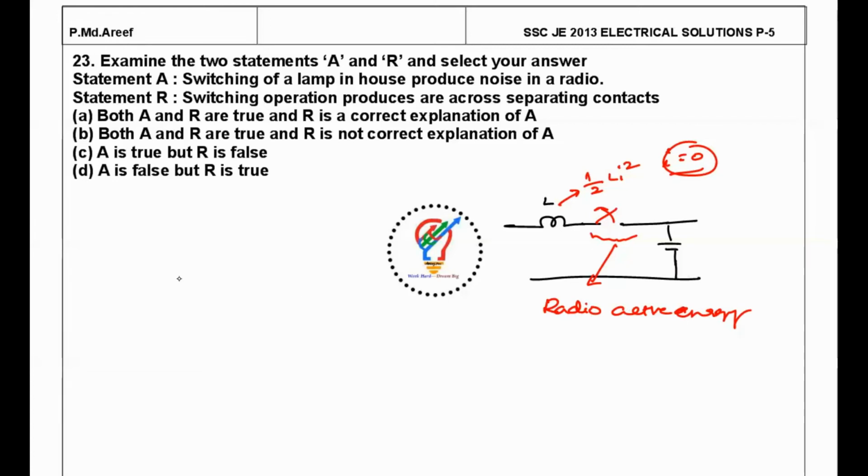That means when you are listening to a radio, which has an antenna, let's say this is the antenna. Because of this interruption of current, the energy is transformed from this contact to this contact in an arc form, which will release some radioactive energy. This radioactive energy will interfere with the signal so that a noise or disturbance will occur in the radio. So statements A and R are true and R is the correct explanation of A.